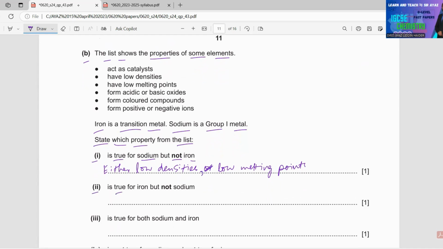Number 2 is true for iron but not sodium. All that applies to iron. It acts as a catalyst, yes. It forms colored compounds, yes. These are the 2 properties that are true. Act as catalyst and form colored compounds.